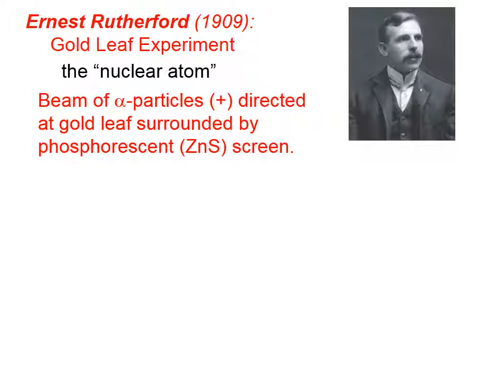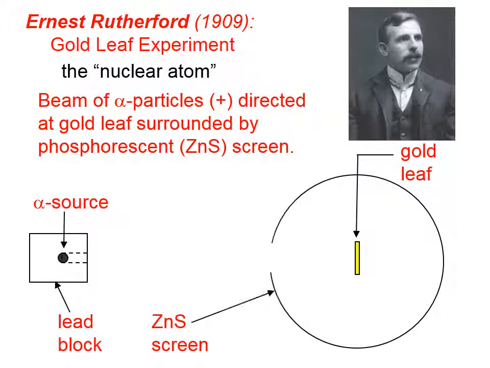In this experiment, a beam of alpha particles, which are positively charged, was directed at a gold leaf surrounded by a phosphorescent zinc sulfide screen. Now, gold leaf can be rolled extremely, extremely thin. So basically what we had was a setup kind of like this.